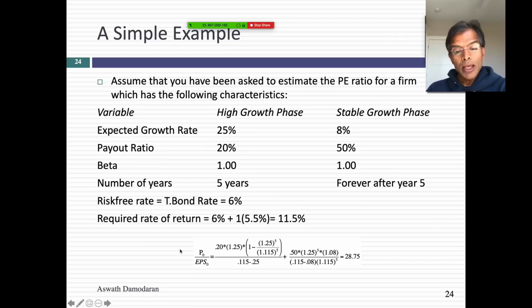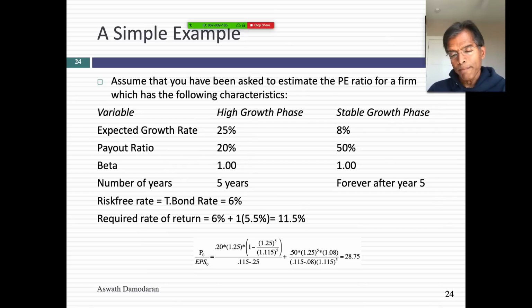Well, here's what I did. I went to the previous page, I took the equation and I plugged in the numbers. 20% payout ratio, 25% growth rate, 11.5% cost of equity. There's my high growth phase. Don't worry that the denominator is negative because whenever the denominator is negative, the numerator will also be negative and you'll still get a positive present value. Trust me on that one. The second term in the equation is the present value of your terminal price. 8% growth forever, 11.5% cost of equity, 50% payout ratio. If I plug the numbers and work them through, the PE ratio that I get for this firm is 28.75.